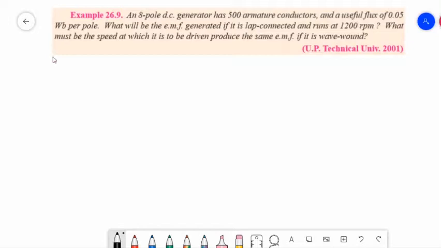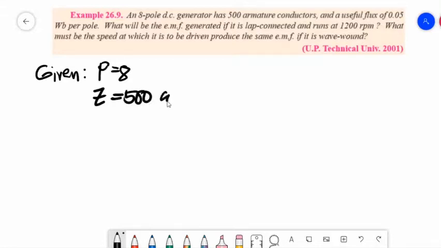So, given: we have a number of poles of 8, and the total armature conductors Z is 500 conductors. The useful flux is equal to 0.05 Weber.